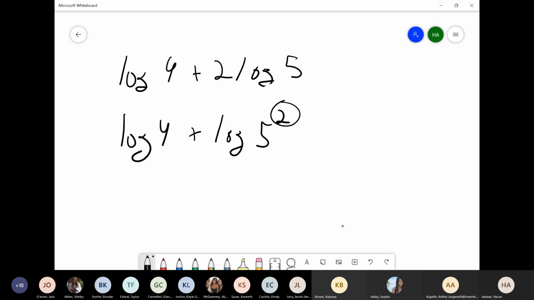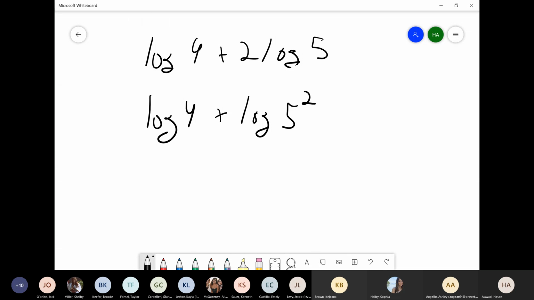If we wanted to go backwards, this exponent could be taken out and become the coefficient. So, okay, great. We have log of 4 plus log of 5 squared. And now at this point, you could use a product rule. But before you even do that, why not just take care of the 5 squared, right? We know what 5 squared is. So in the same step, I'm just going to simplify 5 squared. 5 squared is 5 times 5, which gives us 25, right?